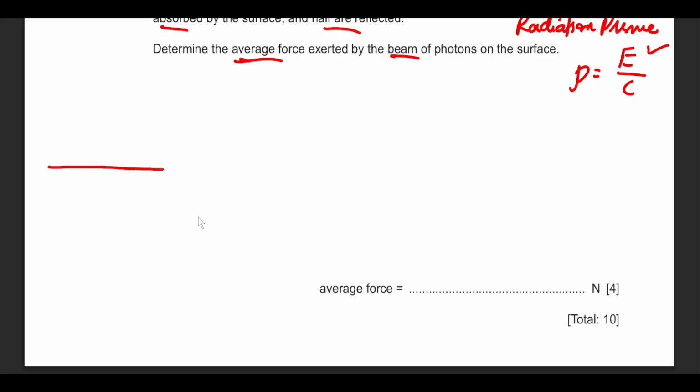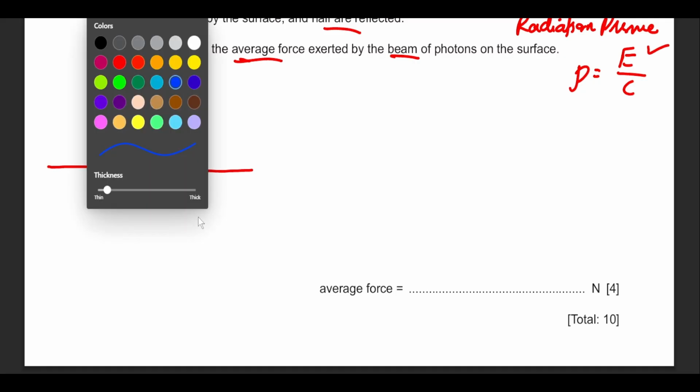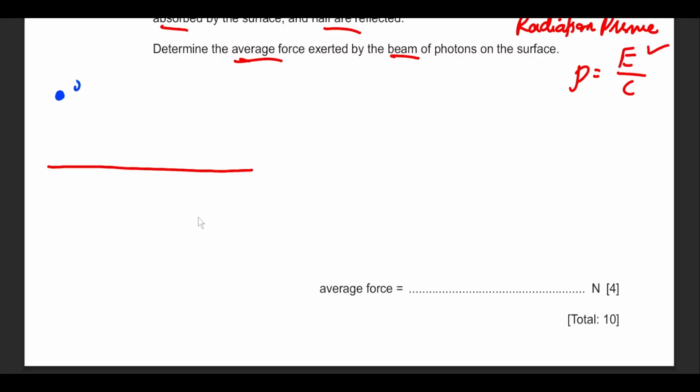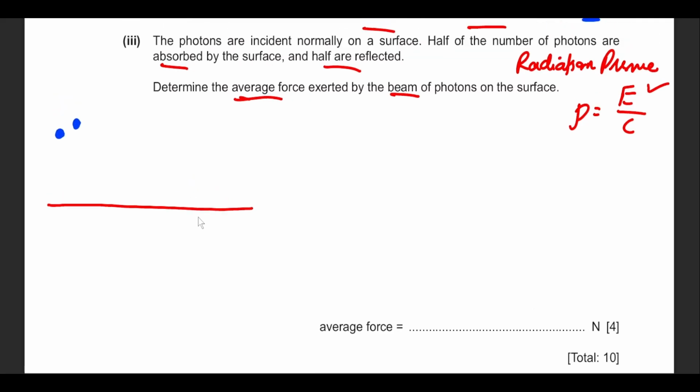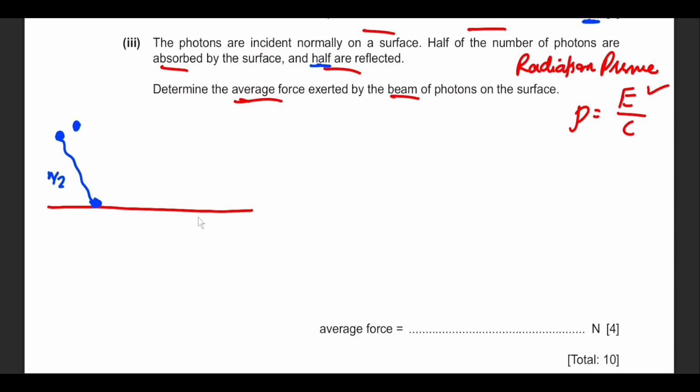This is, let's say, the surface that we're hoping to find the equation for. There are photons, and I've split them in two because he says that half of them are doing something else. So n by 2, or half of the photons, have been completely absorbed. Whatever momentum they had has been converted into 0. So the change in momentum has been p minus 0, which is p.